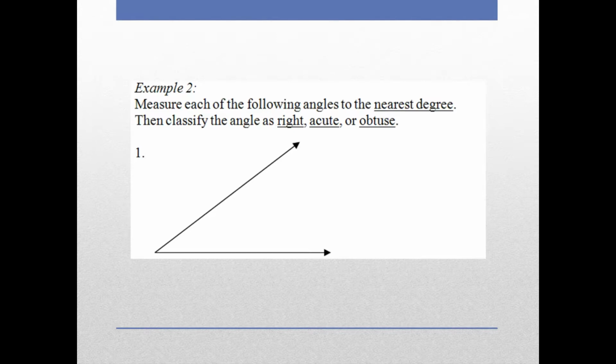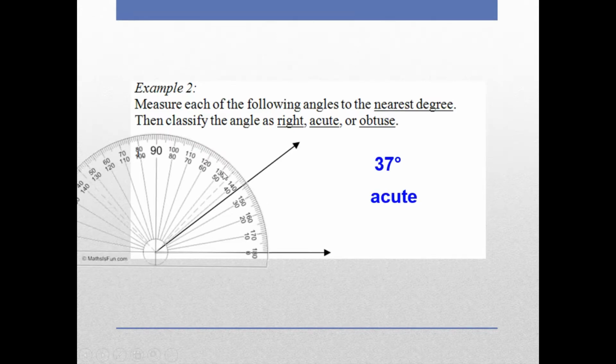So the first thing you're doing is measuring angles. To measure an angle, we need to use a protractor. How you use a protractor, you put the center point right on the vertex, and you need to line up the baseline along one of the two rays. So for this one, I've lined it up going this way.